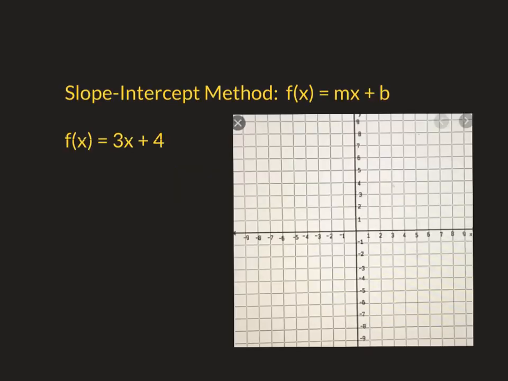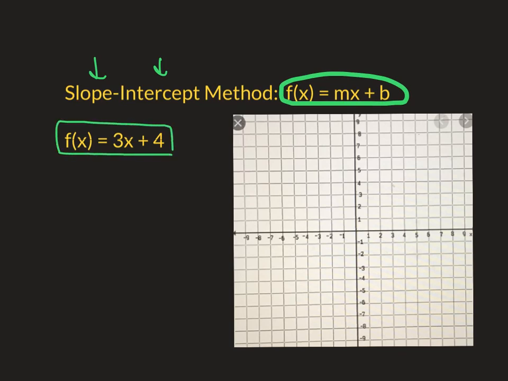Way back in Algebra 1, a long time ago, you spent some time doing something called the slope-intercept method. The slope-intercept form of a function or an equation looks just like this: f of x equals mx plus b, where the m stands for slope and the b stands for the y-intercept. Therefore, it's called slope-intercept method. I'll give an example right here: f of x is 3x plus 4. This is what you used to do in Algebra 1.